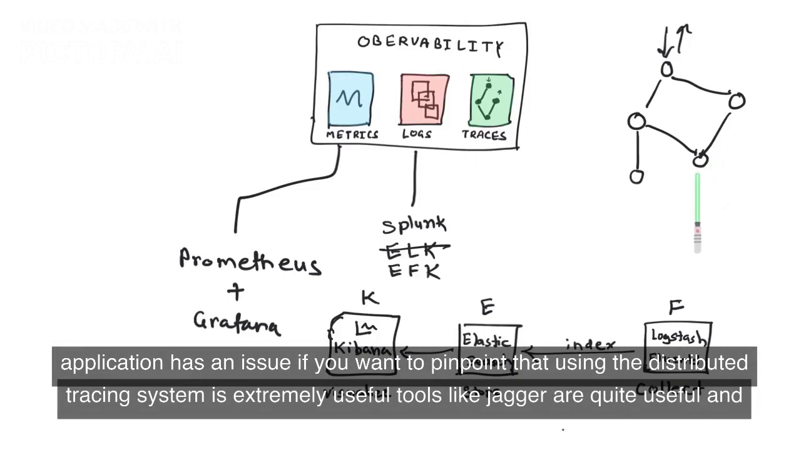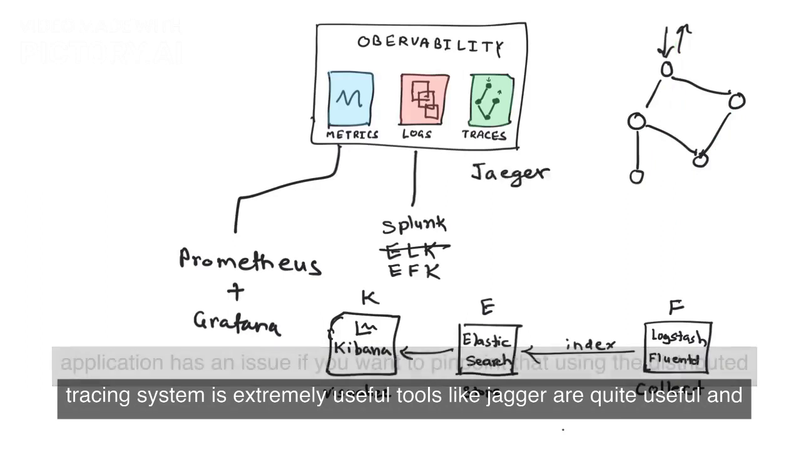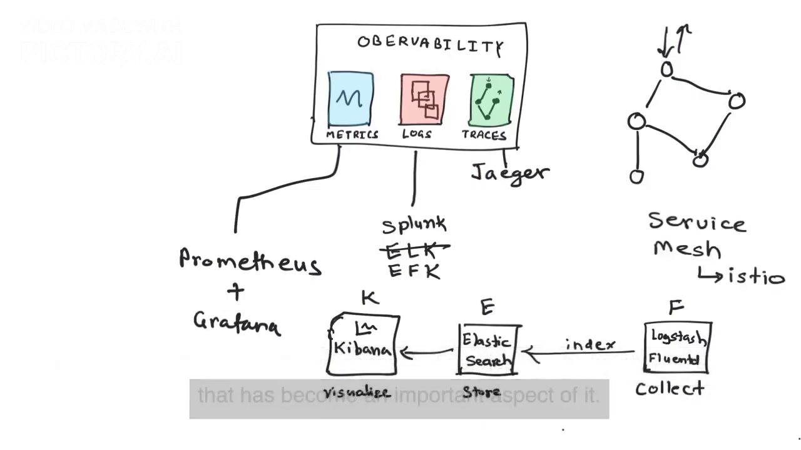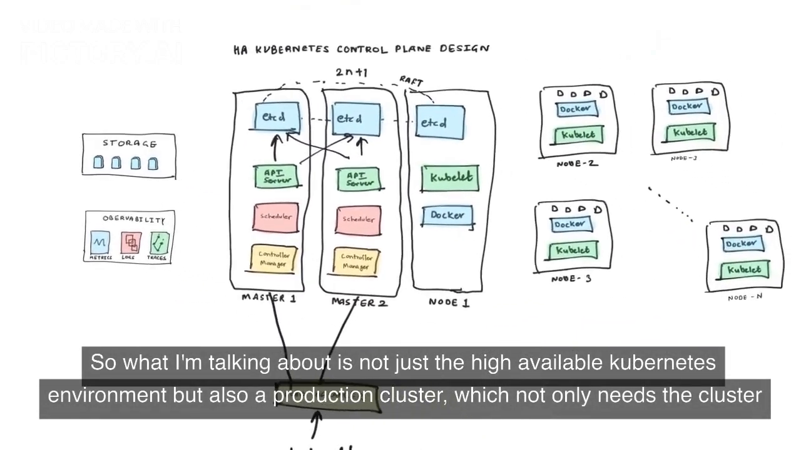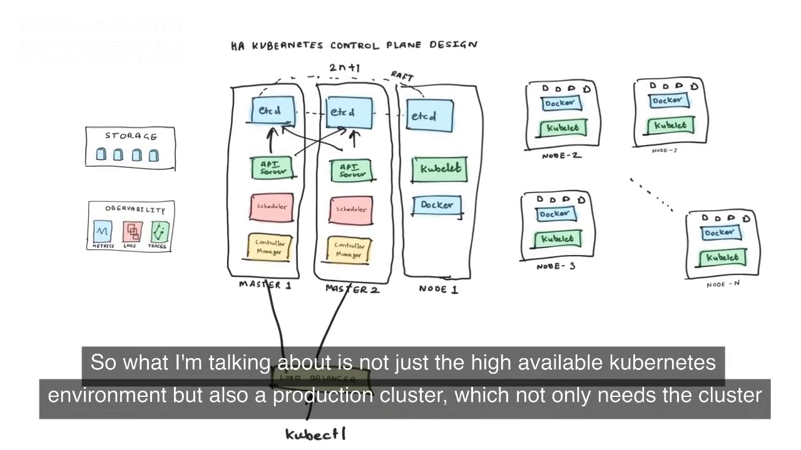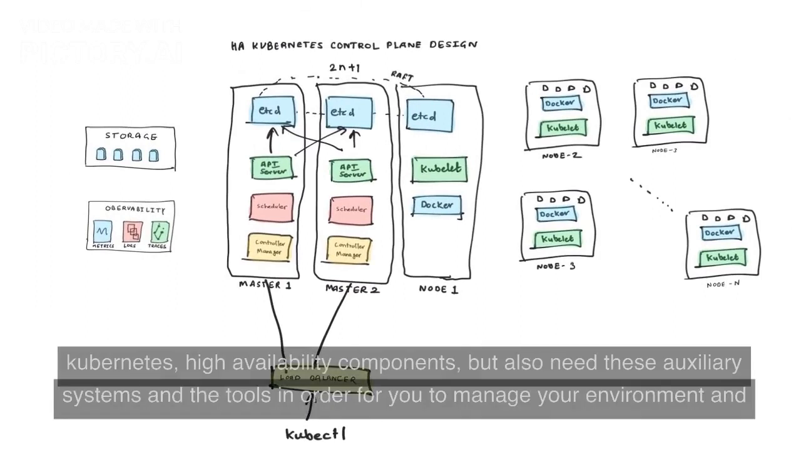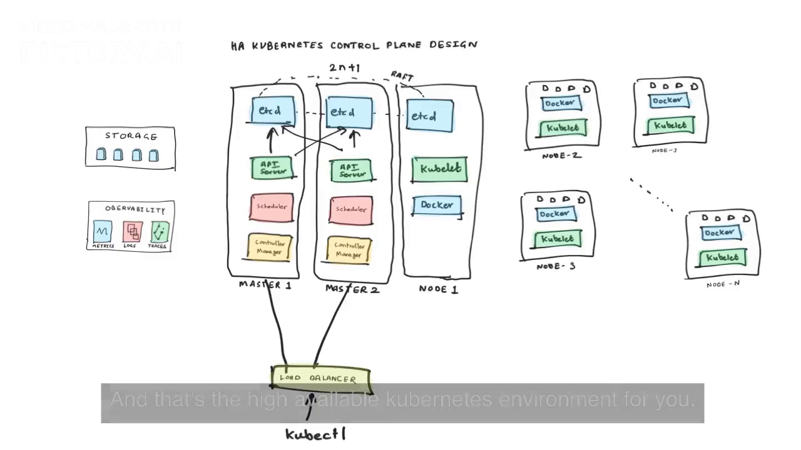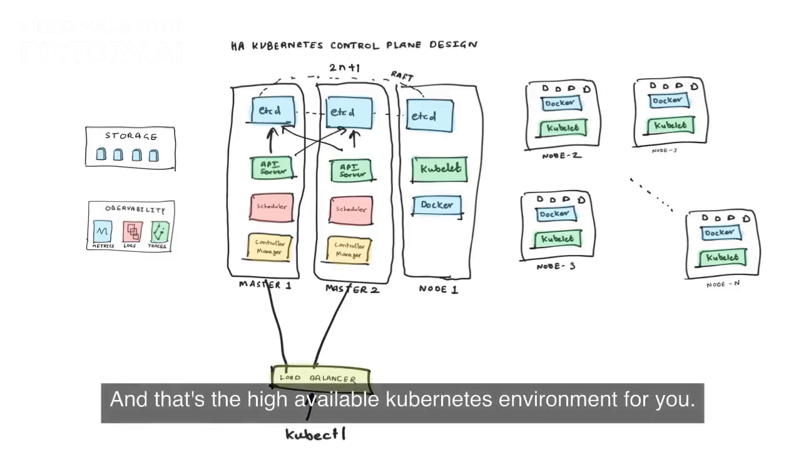If you want to pinpoint that, using a distributed tracing system is extremely useful. Tools like Jaeger are quite useful and upcoming, especially with the concept of service mesh, like Istio and so on, which has become an important aspect of it. So what I'm talking about is not just the highly available Kubernetes environment, but also a production cluster, which not only needs the Kubernetes high availability components, but also these auxiliary systems and tools in order for you to manage your environment and make it work properly. And that's the highly available Kubernetes environment for you.